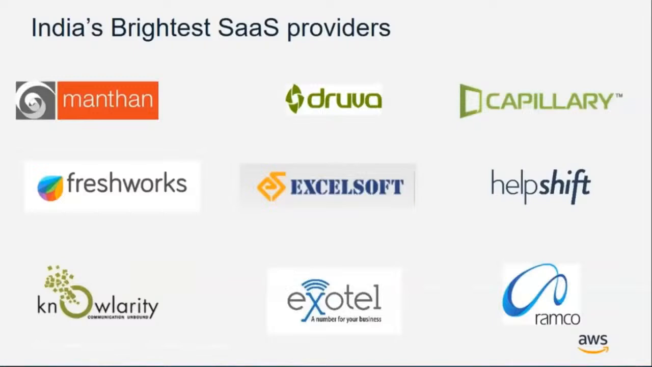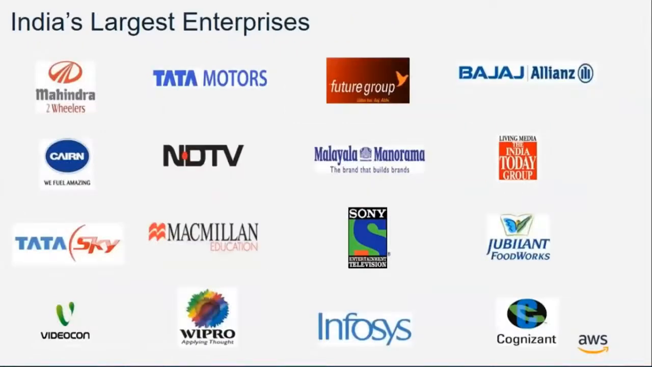So we already talked about Freshworks, but traditional SaaS providers such as Ramco and Excelsoft, and new vendors such as Mantina, also use AWS. But it's not limited to SaaS vendors. AWS has a large portfolio of enterprises running mission critical workloads on AWS, such as NDTV, Tata Sky, Jubilant, Wipro, and Cognizant.